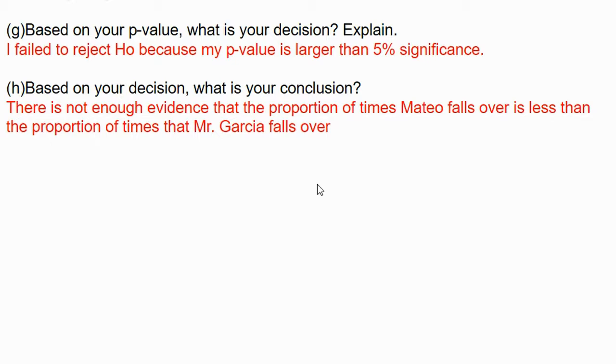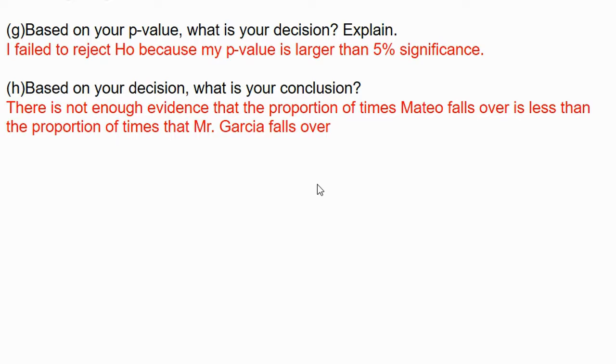The original question was, does this data indicate that the proportion of times Mateo falls over is less than the proportion of times Mr. Garcia falls over? So no, I guess Mateo falls over just as much as Mr. Garcia when he goes to the bar, but he doesn't. And that's how you do the test.